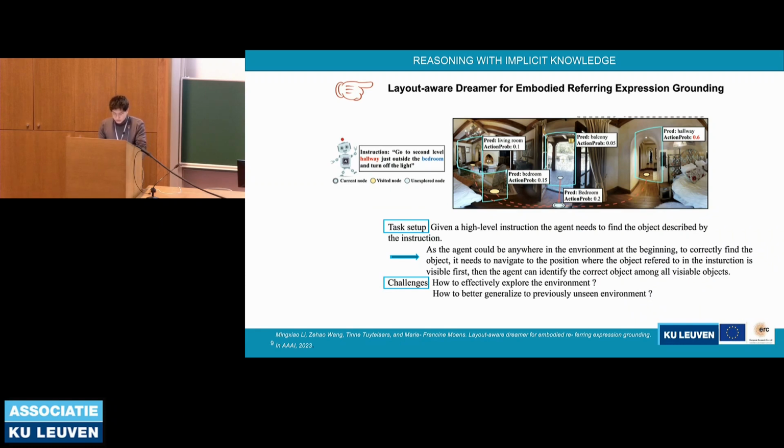As the agent could be anywhere in the environment at the beginning, to correctly find the objects, it has to navigate to the positions that the objects refer to in the instructions. Also the agent has to identify the correct object among all the visible objects in the location where it stops. There are two challenges in this task. The first one is how to effectively explore the environments. The second one is how to better generalize to previously unseen environments.